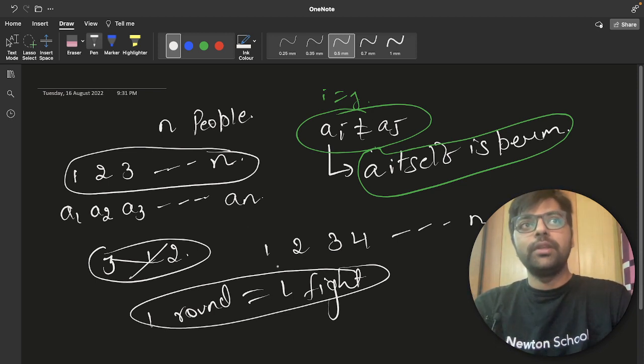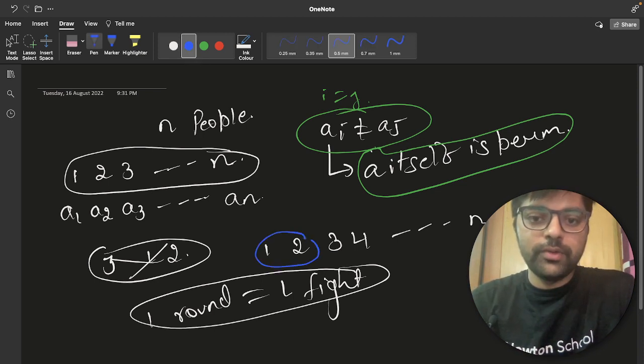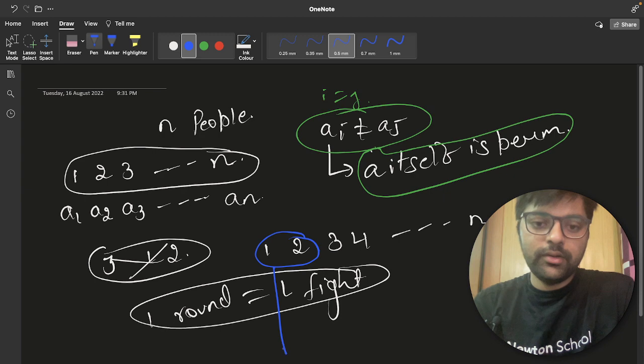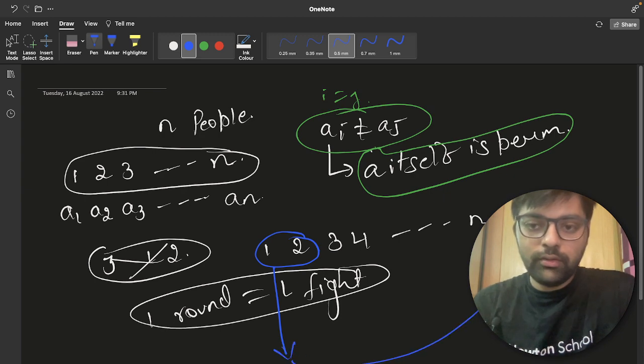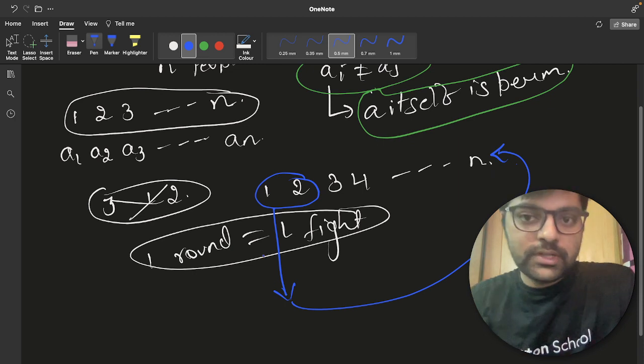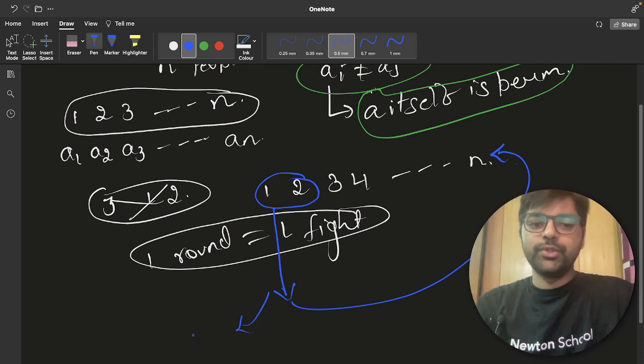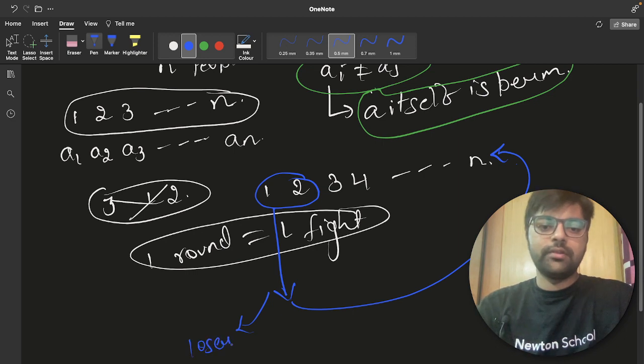The first two people in the line come out and fight. So these two people will fight. The winner will go to the last, and the loser will remain at the first position. Loser will be on the left.